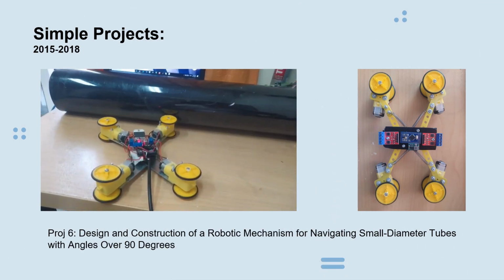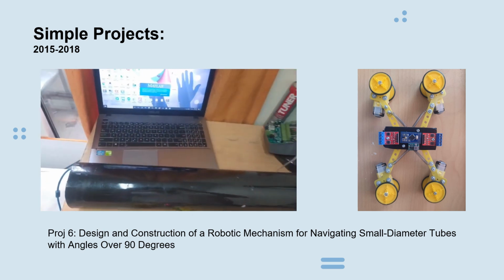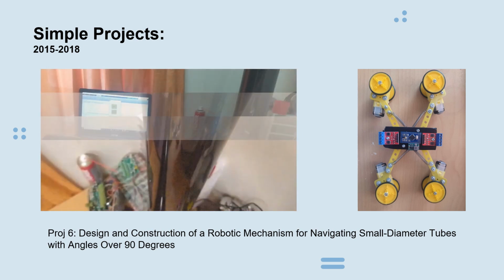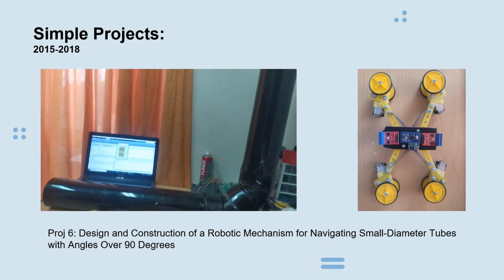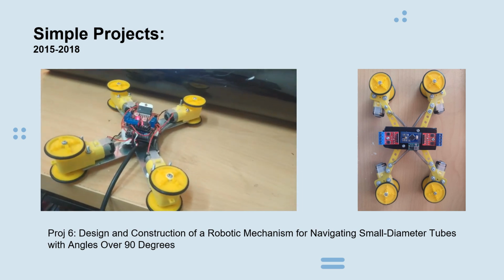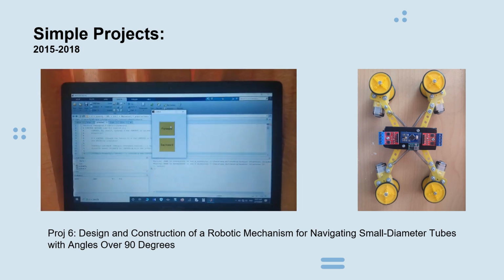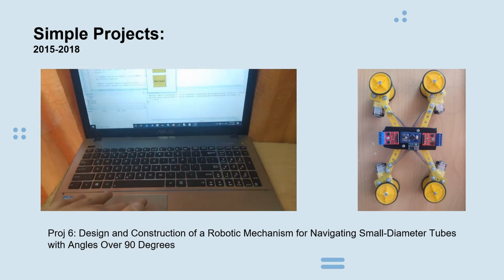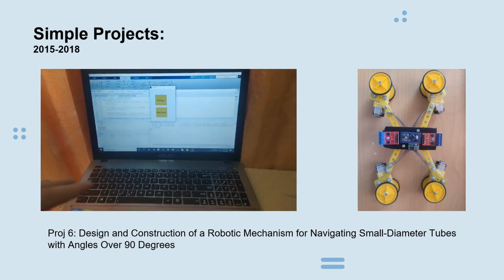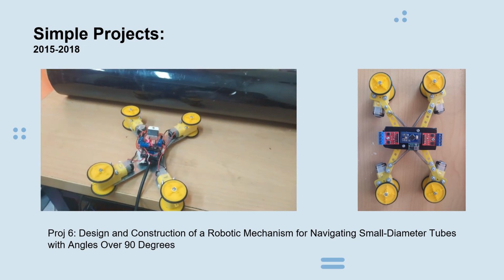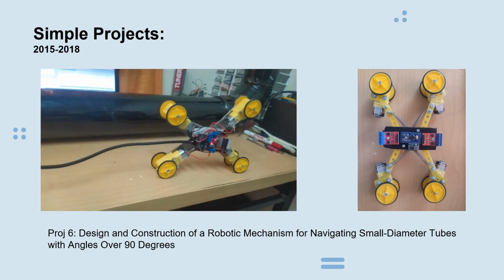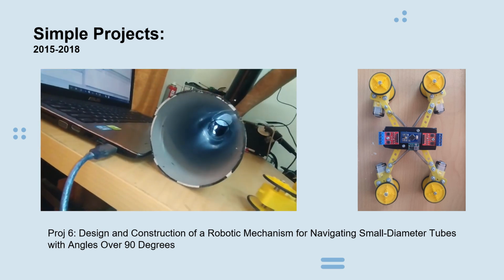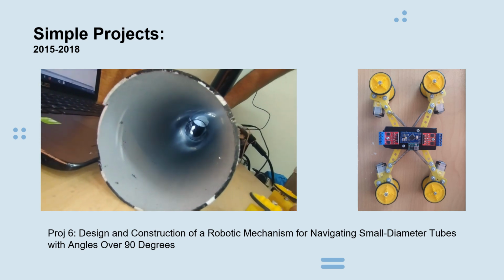Sixth is the design and construction of robotic mechanics for navigating small diameter tubes with angles over 90 degrees. So I'm going to be silent, just see how the robot goes through the pipe even with the 90 degree angle. I used an Arduino board for controlling it.